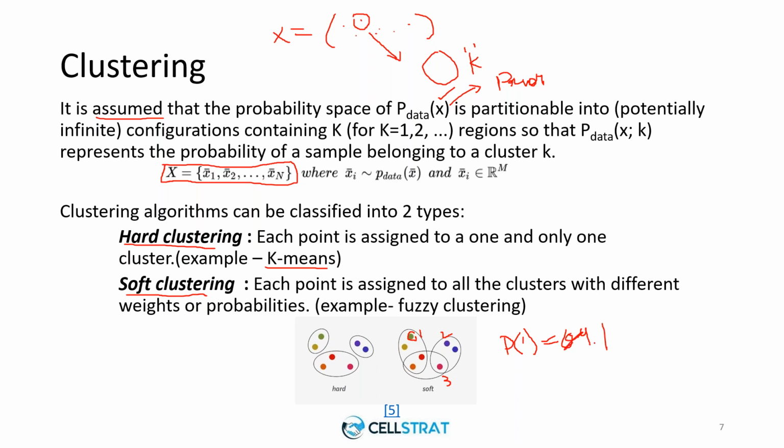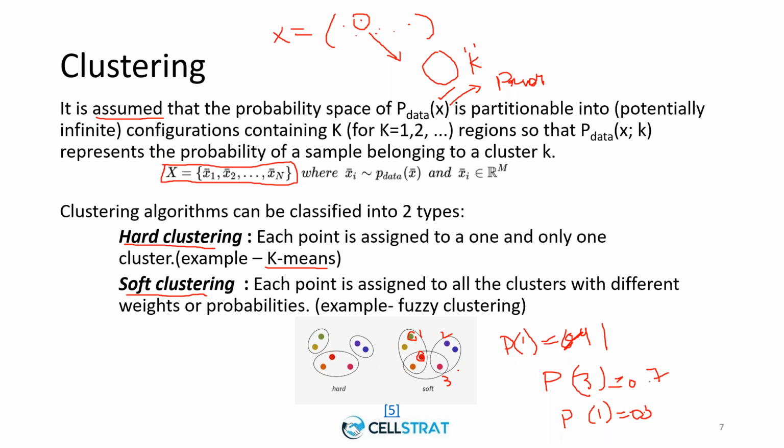Let's say in this case it's 1 because it's not going to belong to any other cluster. So in this scenario, let's say there's a chance that this point belonging to cluster 3 is 0.7, and the probability of that point belonging to cluster 1 is 0.3.